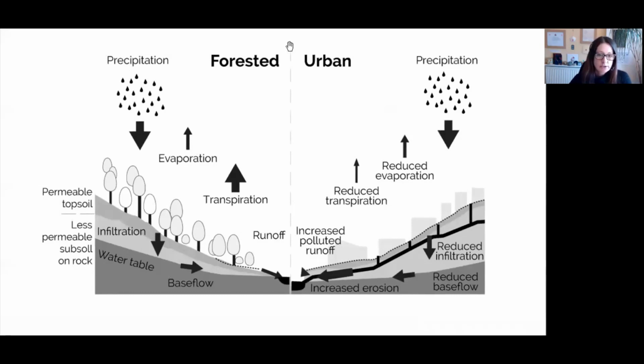So here we actually see that there are two diagrams. We've got forested area and we've got urban area. Now both of these diagrams focus on precipitation or rainfall. We could say that this is the starting point of each of these diagrams. We clearly have a natural process, not a man-made process.